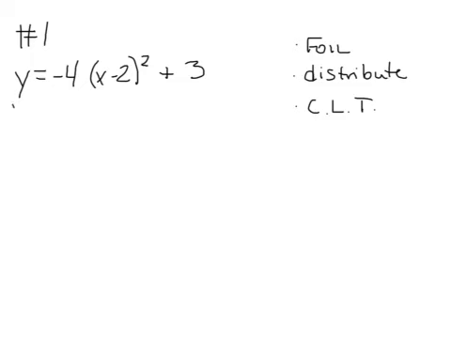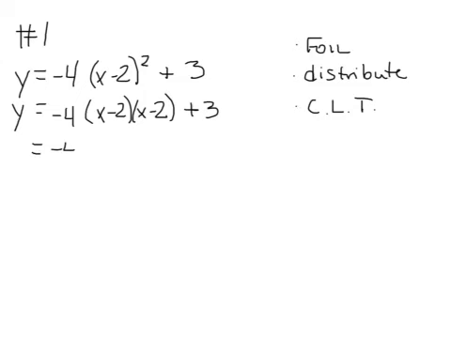Okay, so when we write this down, for now, we're going to ignore this -4 multiplied and this +3 added on to the end. What we need to do is rewrite x minus 2 squared as x minus 2 times x minus 2. So we're just writing that out in expanded form. Now the next step is going to be to FOIL.